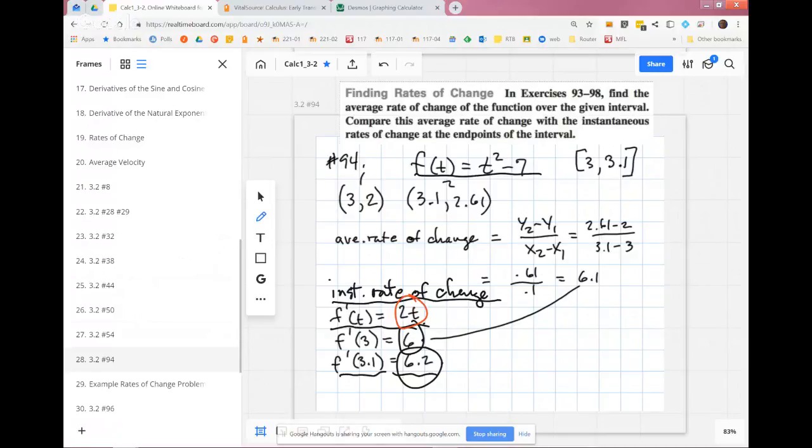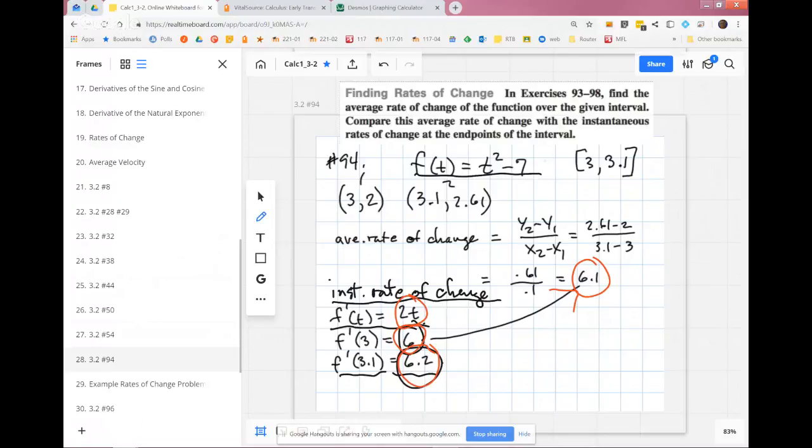So here's the left endpoint. That's got a slope of 6. At the right endpoint, we have a slope of 6.2. And the average rate of change, notice, is right between them. It won't always be, but here it is, 6.1. So that's what they want to do. They said compare this. So that's what we've just done. We compared the average rate of change along with the instantaneous rate of change.